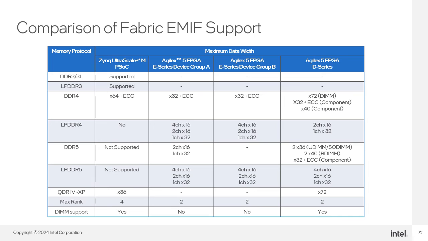For DDR4, Zynq UltraScale Plus MPSoC can support up to x64 plus ECC, while Agilex 5 E devices can only support up to x32 plus ECC. E-series devices do not support DDR4 x40 configuration. Agilex 5 devices support up to 2 ranks. From this table, we could also see that Agilex 5 D series devices can support DIMM and larger data width configurations.